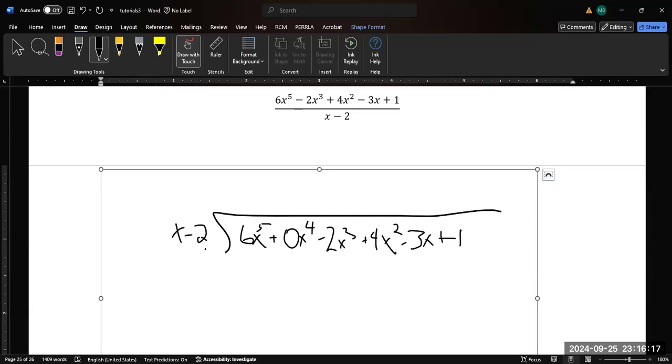Now, our general process is going to work the same way it did before. I'm going to take my leading term and I'm going to divide it by this leading term. So 6x to the fifth divided by x is going to be 6x to the fourth. And then I'm going to multiply 6x to the fifth minus 2 times 6 is 12, x to the fourth. And then I'm going to subtract, which means I have to flip that sign, and I bring down 12x to the fourth plus 0, and then my next term.